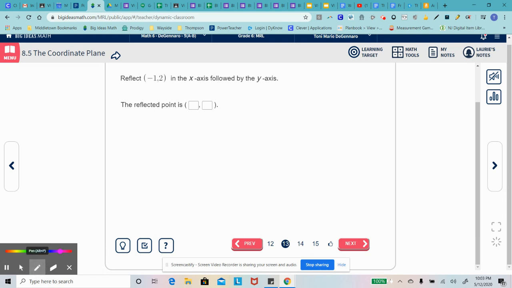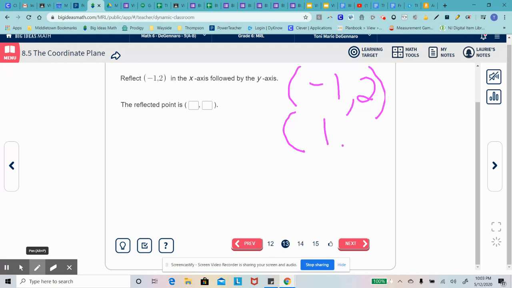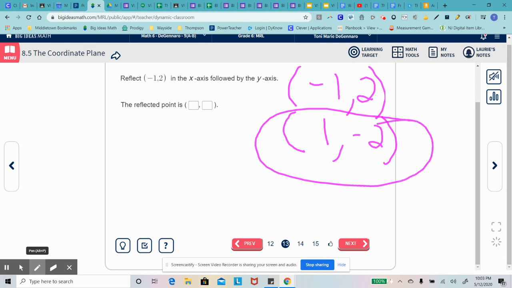Okay, so now we're on number 13. For number 13, we have (-1, 2). And this time, let's not do each one separately. Let's just find the reflection across both axes at the same time. When you're finding both of them, all you're doing is finding the opposite of each one. So what's the opposite of -1? 1. What's the opposite of 2? -2. So that's your answer.